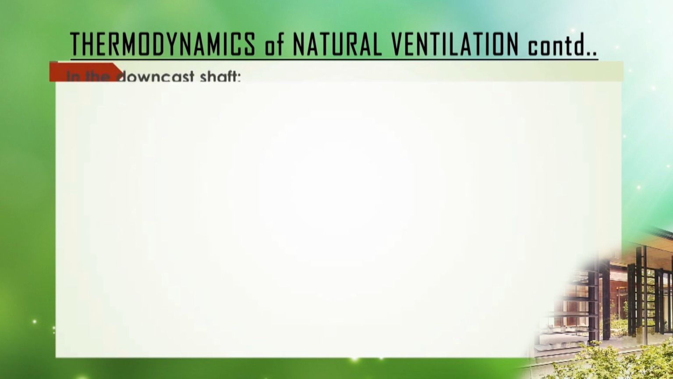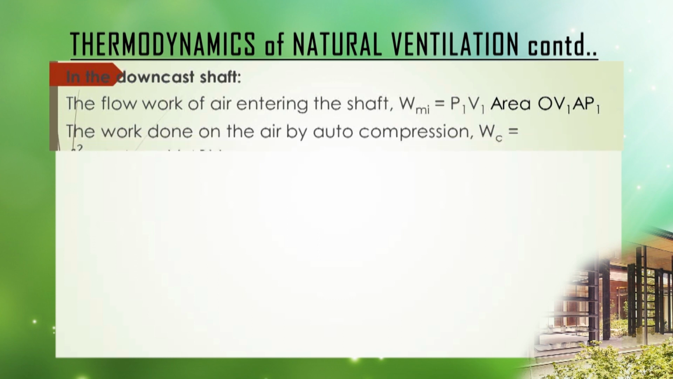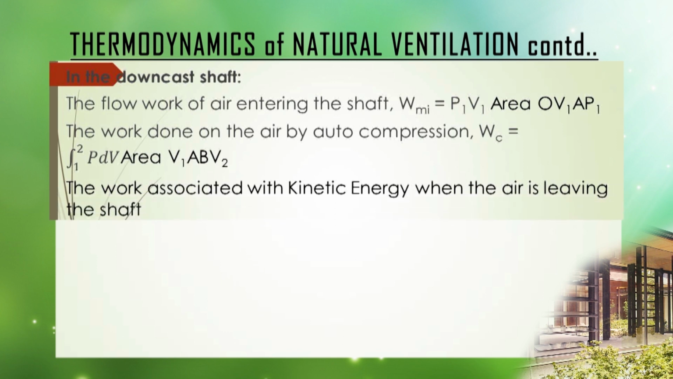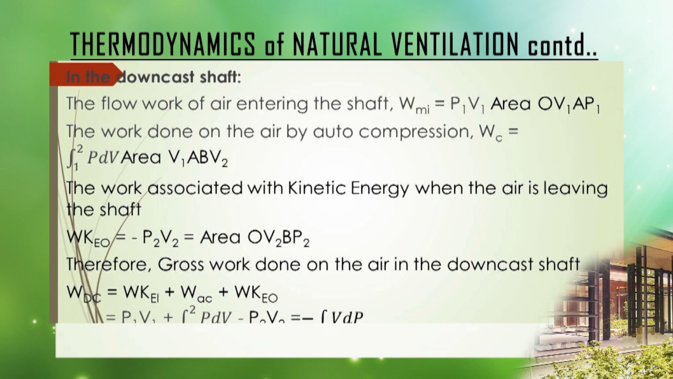Thermodynamics of natural ventilation. In the downcast shaft, the flow work of air entering the shaft is shown by W equal to P1 V1. This is area O V1 A P1. PV, pressure into volume, is called work done. The work done on the air by auto compression: in the downcast shaft, as air gets auto compressed, work is done on the air, and this is shown by integration of 1 to 2 P dV. This is shown by area V1 A B V2.